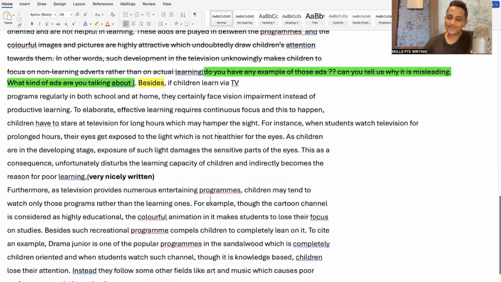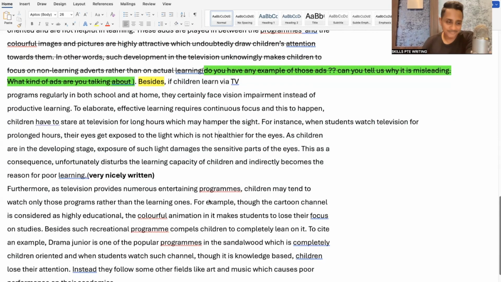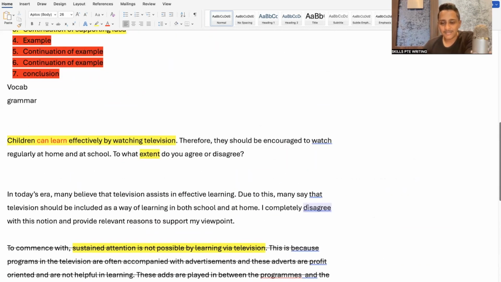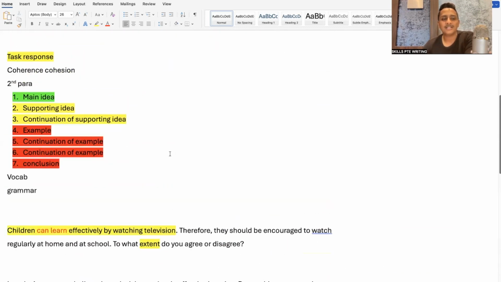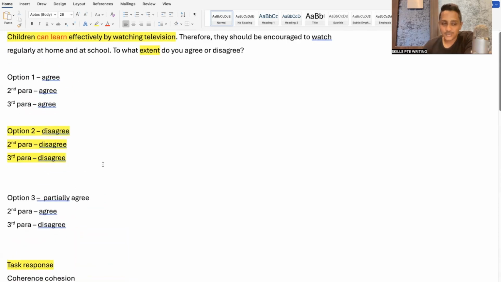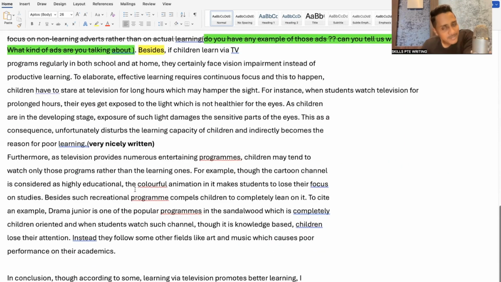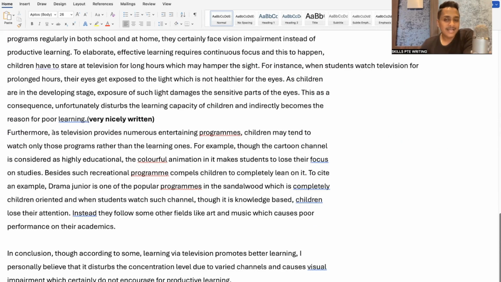All right, so we move on to the next one. Furthermore, since she went with complete disagreement, as I told you, we have three options. She has chosen option number two. If you went with complete disagreement, second paragraph also complete disagree, third paragraph also completely disagree. Second paragraph is done and dusted. Third paragraph, let's see. Let's read it slowly and understand any mistakes that she has made. Mostly the mistakes will be with respect to the representation.